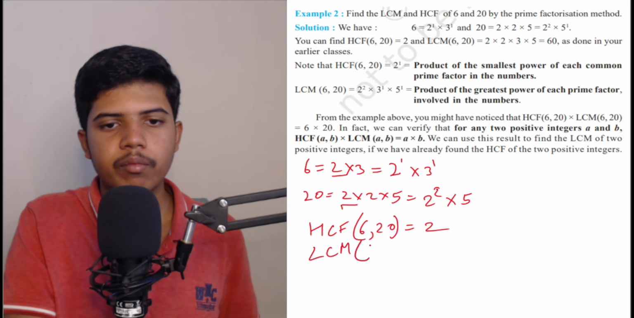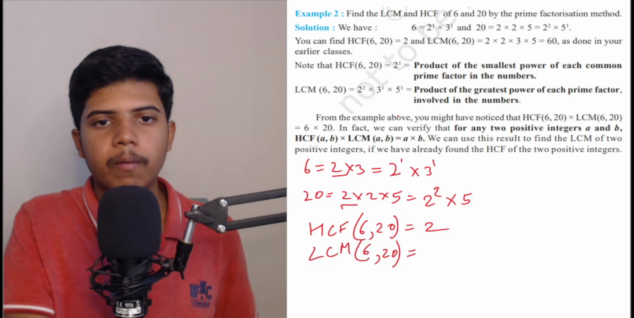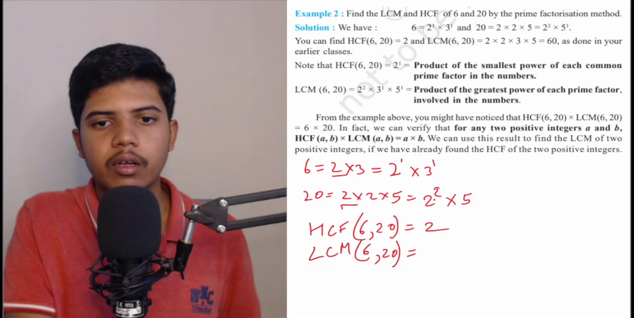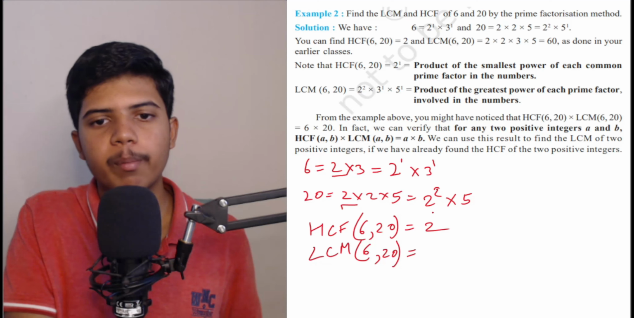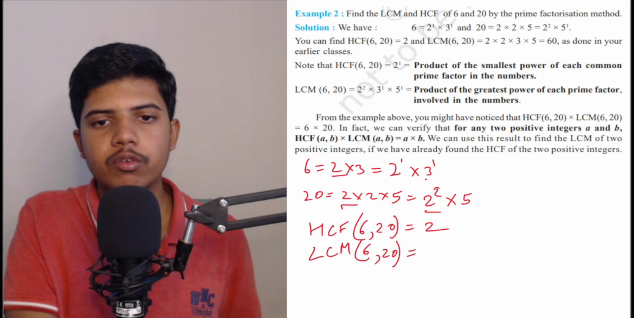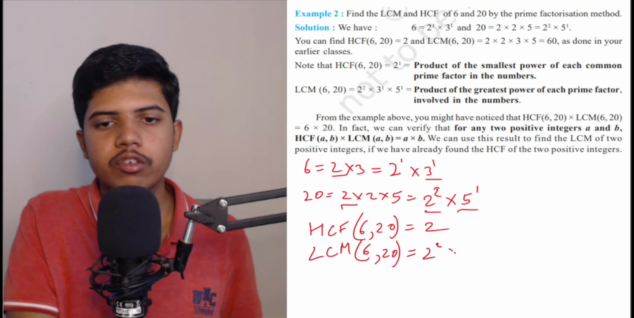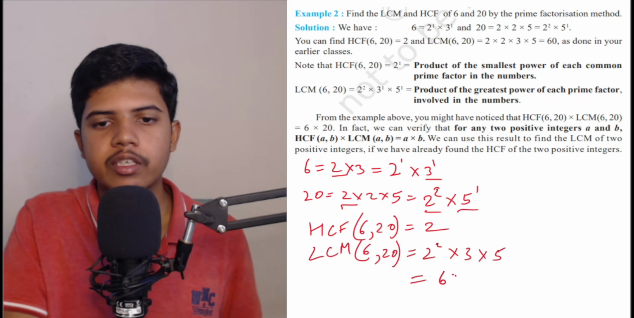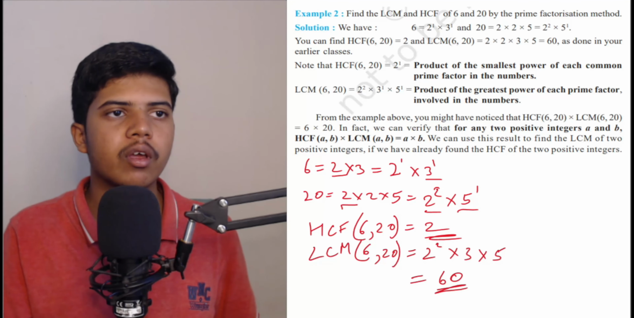And for the LCM of 6 and 20, since you need to use the prime factorization method, take the highest powers of all involved primes. So here 2, 3 and 5 are the involved primes. The highest powers are 2 square, 3 to the power 1 and 5 to the power 1. So this can be written as 2 square into 3 into 5, which is 4 3s are 12, 12 5s are 60. So the LCM is 60 while the HCF is 2.